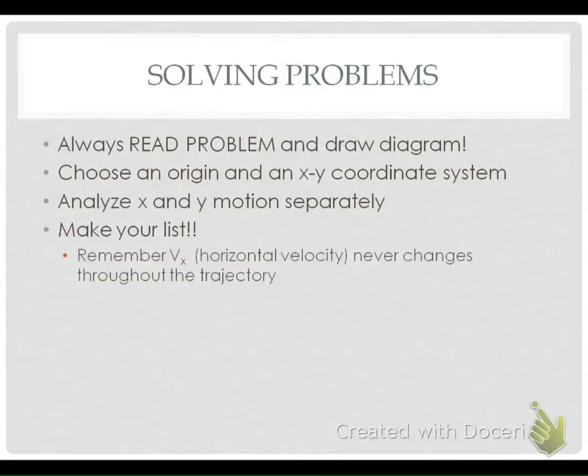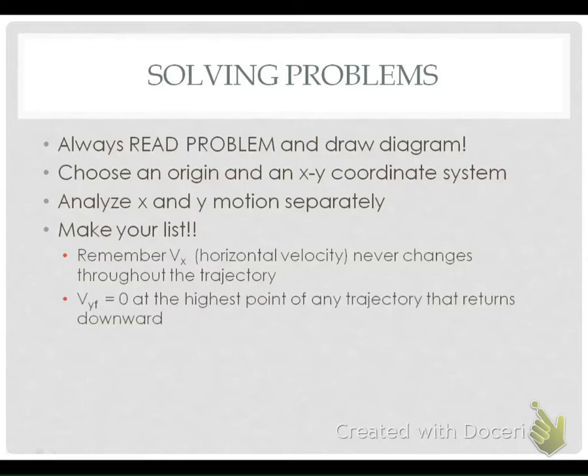Here are a couple things that we need to remember. Horizontal velocity, v sub x, is going to be the same throughout the entire problem. So v sub xi equals v sub xf. Okay, v sub xi and v sub xf should equal each other. The subscripts and the order you put them in doesn't really make a difference, but sometimes I get it mixed up. V sub yf equals 0 at its highest point.